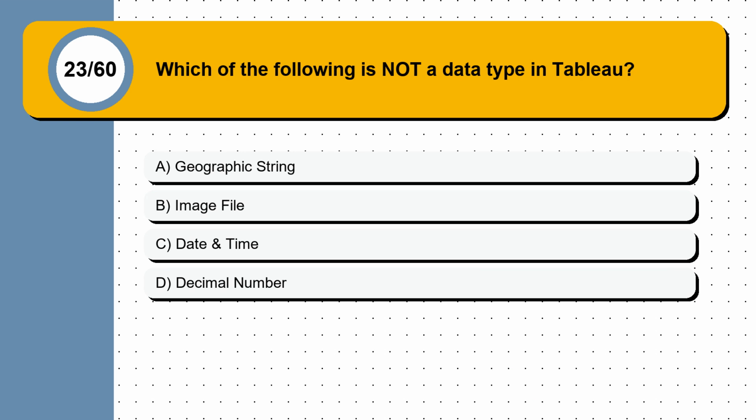Question 23. Which of the following is not a data type in Tableau? Option A, geographic string. Option B, image file. Option C, date and time. Option D, decimal number.